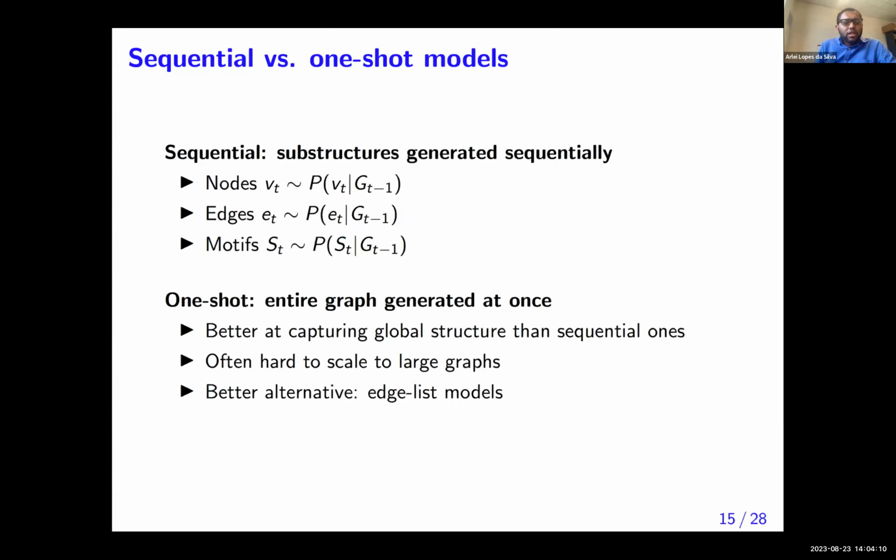However, of course, generating an entire graph at once might be very hard. You might run into memory issues if your graph is large, or even computational issues like running time. One way to try to avoid this is to generate lists of edges, and this has been shown to be more effective, but the challenge of generating an entire graph at once still exists, and we don't really have a good solution for this.